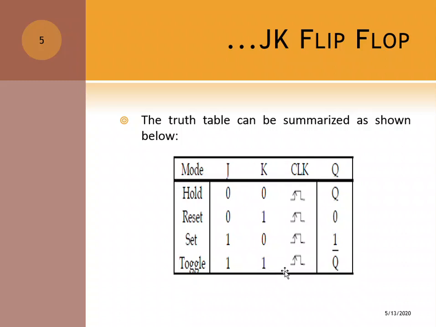Then the last one, toggle. Toggle ni maksudnya kalau nilai sebelum tu Q, kita andaikan dia Q0, dia akan jadi Q bar, 1. Kalau Q sebelum tu 1, dia akan jadi kosong. So that's why dia letak sebagai Q bar.